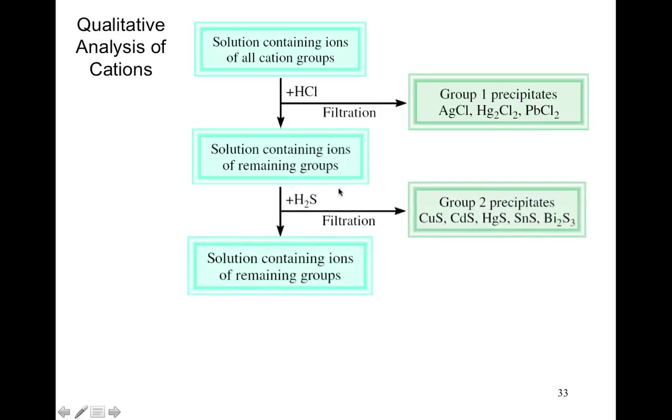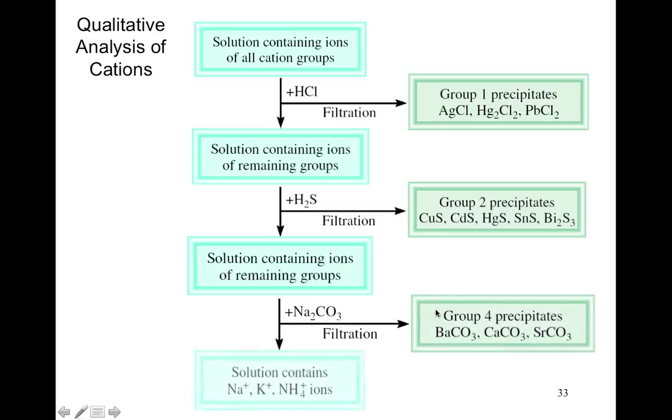So now we add dihydrogen sulfide. We filter it out. Now we get our group 2s, our copper sulfides, cadmium sulfides, mercury sulfides, all of our sulfides. It's not SO4, it's not sulfate. It's a sulfide. My mistake. So you've still got some stuff left. More ions, more remaining groups. We add sodium carbonate. Now we get our group 4s, our carbonates, barium carbonate, calcium carbonate, strontium carbonate. And what's left is sodium, potassium, and ammonium ions.